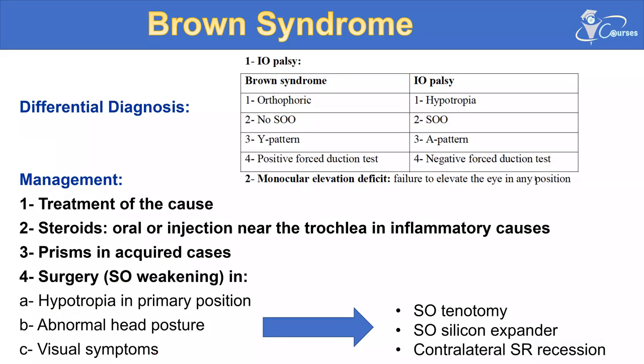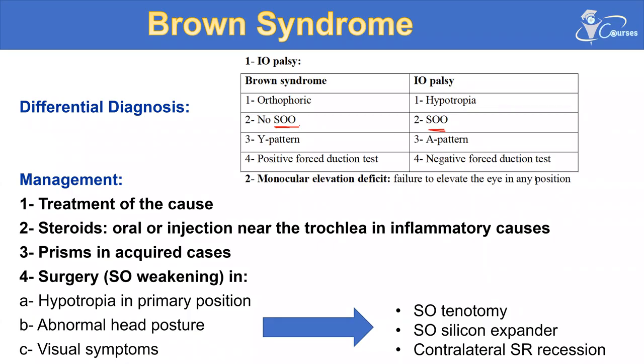So how can we differentiate between the Brown syndrome and the inferior oblique palsy? For the Brown syndrome, usually the eye is orthophoric, while in the inferior oblique palsy, the eye is usually hypotropic. In the Brown syndrome, there is no superior oblique overaction. But for the inferior oblique palsy, there is a superior oblique overaction as a result.